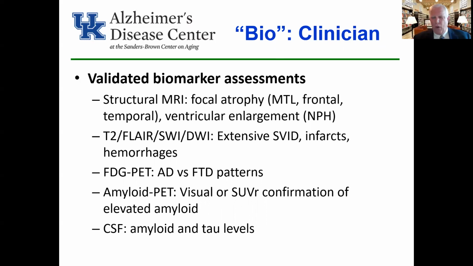FDG PET can show Alzheimer's versus FTD patterns or normal patterns of cerebral metabolism. Amyloid PET, visual and SUVR confirmation of elevated amyloid, and CSF amyloid and tau levels. Rarely, we do have tau PET as well that can be brought into consensus conference. So that's an overview of how we proceed with a consensus conference.